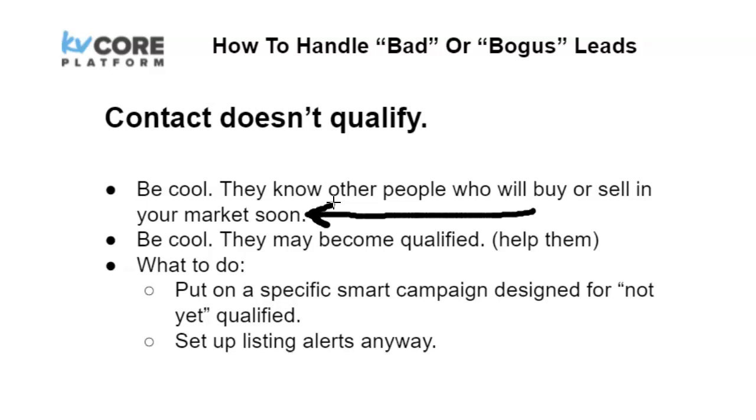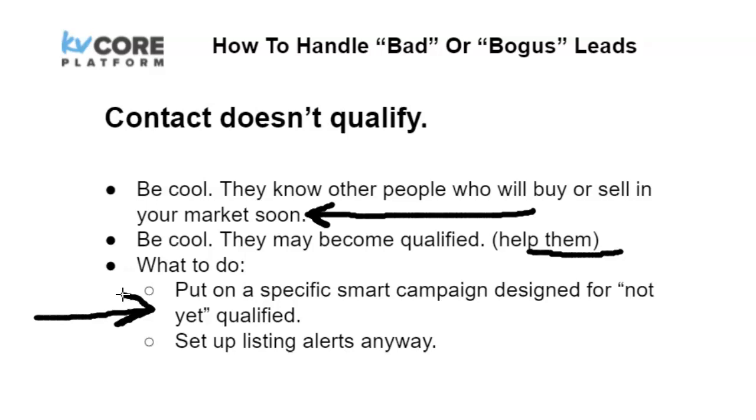Point them in the direction of your lender. If you have a credit repair specialist or somebody you know who can help them, point them in that direction. Just help them out. Be cool. Now, what do you do? Again, just put on a specific smart campaign maybe that you build for not yet qualified people. You can do that where you just go into kvCORE, you go into the right side of their contact record and you change the smart campaign. Maybe you just set up some future calls to check in on them.